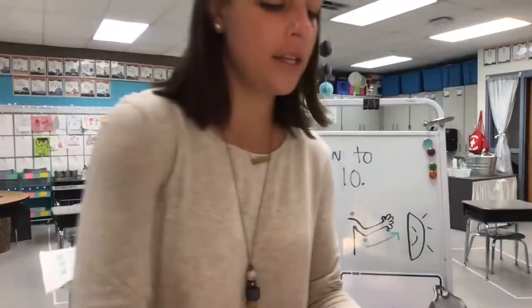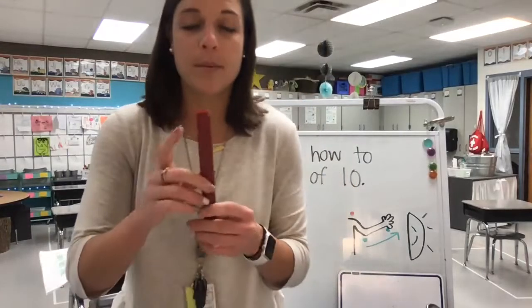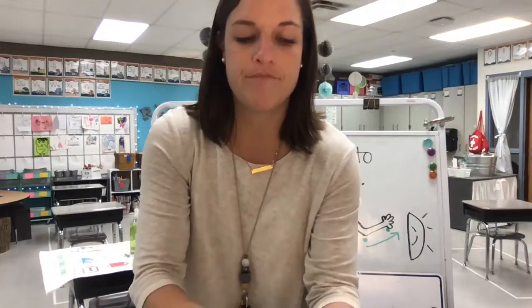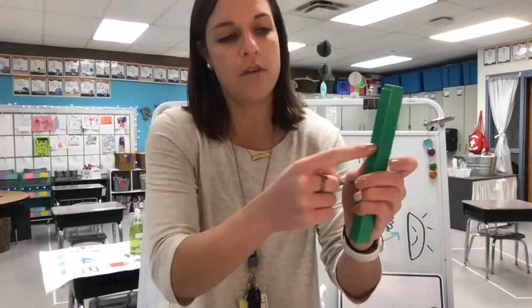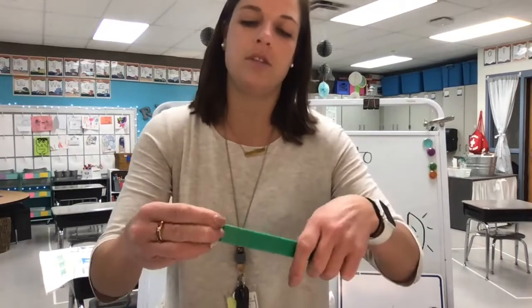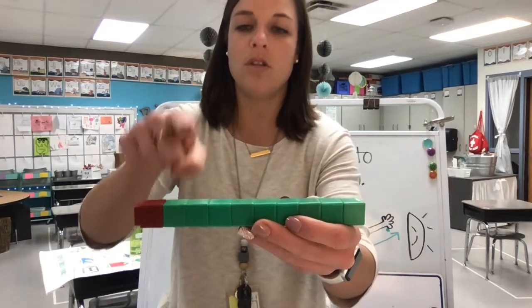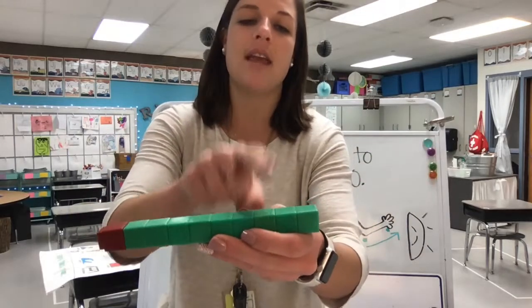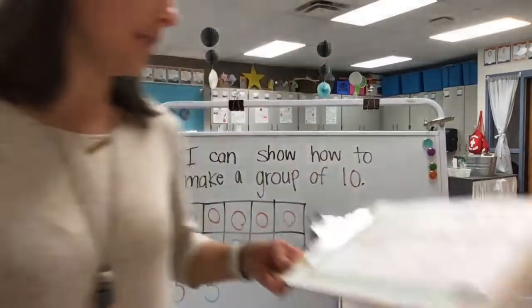So another way to make 10 is a group of 1 and 9 in another group. So I'm going to count 1 red. And how many from my green group? 9. So let's count. 1, 2, 3, 4, 5, 6, 7, 8, 9. So I'm going to put these two groups together, and I see that all together, let's count how many I have. 1, 2, 3, 4, 5, 6, 7, 8, 9, 10. Group of 10 with 1 and 9 put together. Good job. Give yourself 2 thumbs up.